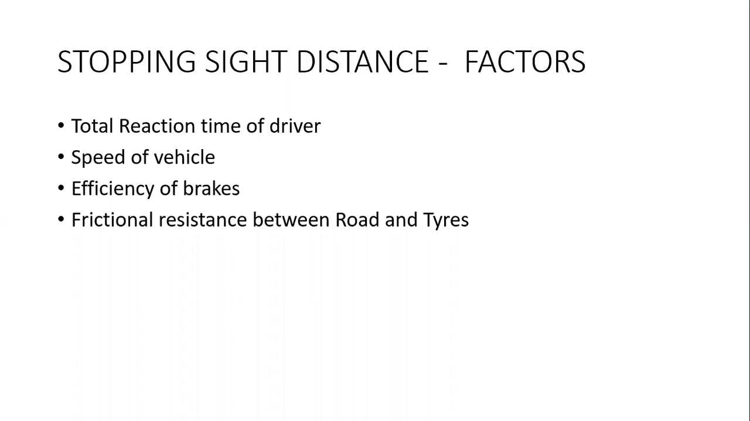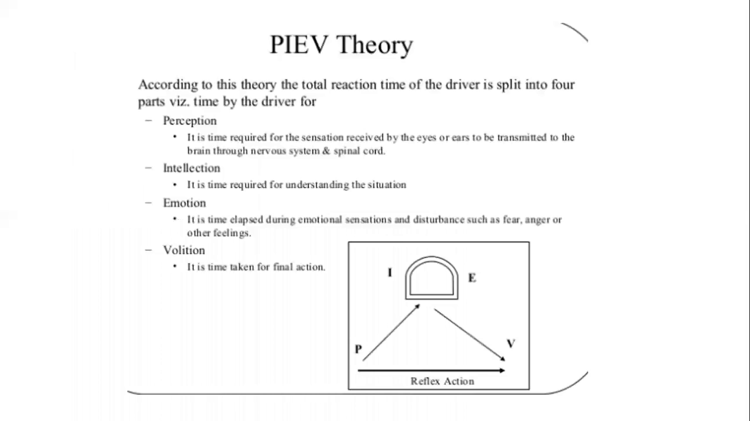Now, there is a theory to explain the total reaction time of the driver. That is called the PIEV theory. I do not know whether most of you have learned it or not. PIEV stands for perception, intellection, emotion and volition. According to this theory, now you know what the total reaction time is, right? The total reaction time of the driver is split into four parts. I said it is from the moment the driver sees the obstruction to the moment the brakes are applied.